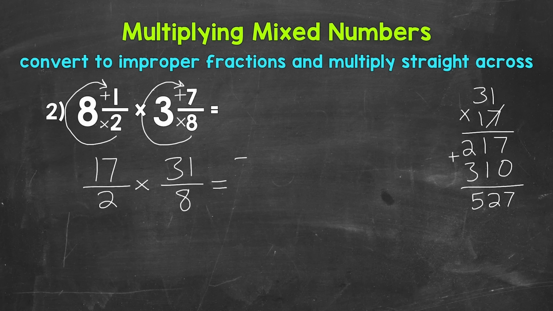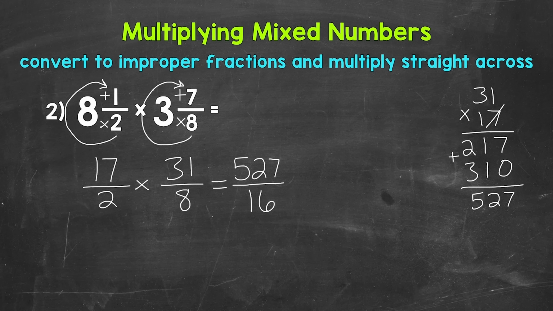So we get 527 for the numerator, and then as far as the denominators, we have 2 times 8, which is 16. So we end up with 527 over 16, or 527/16. That is our answer, but it's an improper fraction. So let's convert it to a mixed number by dividing the numerator, 527, by the denominator, 16.